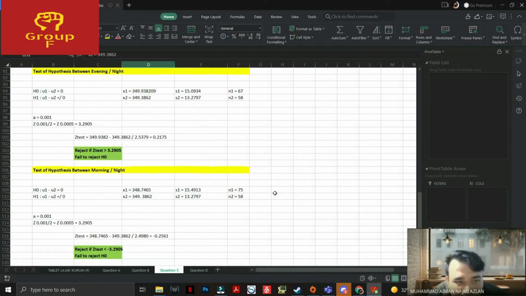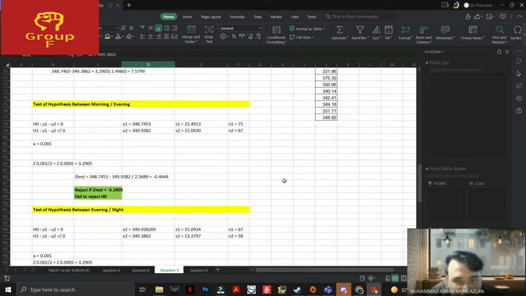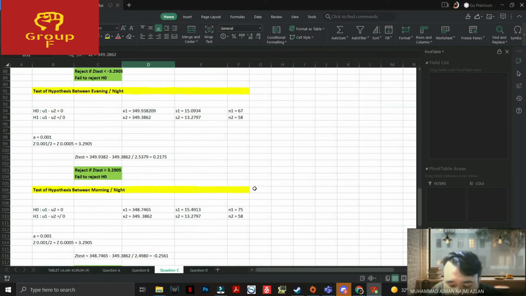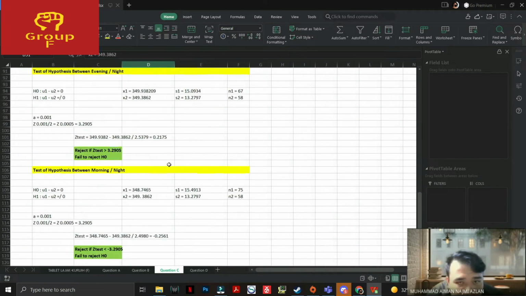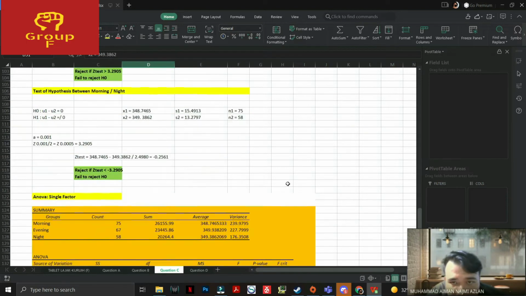So for the calculation, the conclusion for the hypothesis between morning and evening is reject if the Z test is bigger, but in this result we can see that the result is bigger, so we fail to reject H null. Same for the other tests of hypothesis.